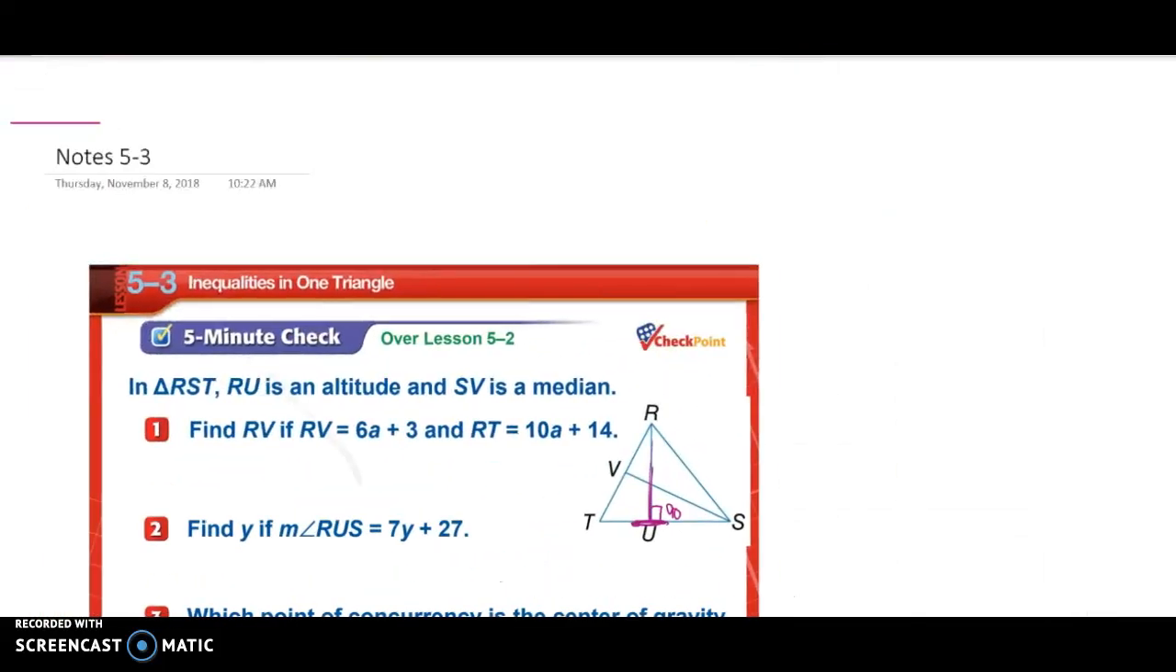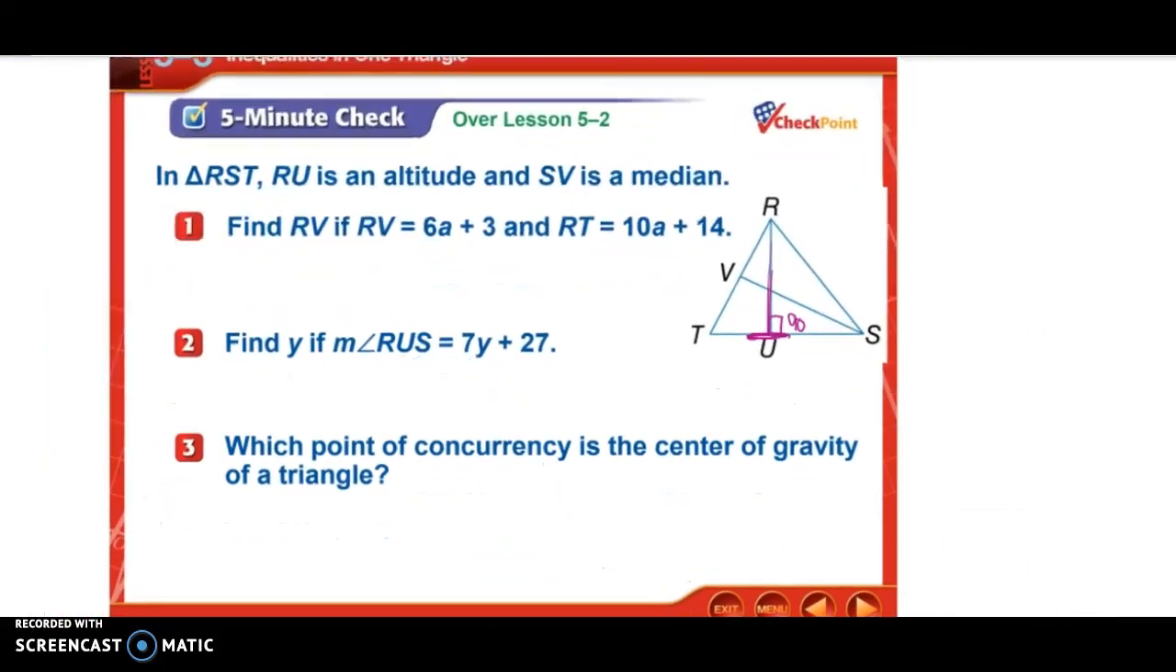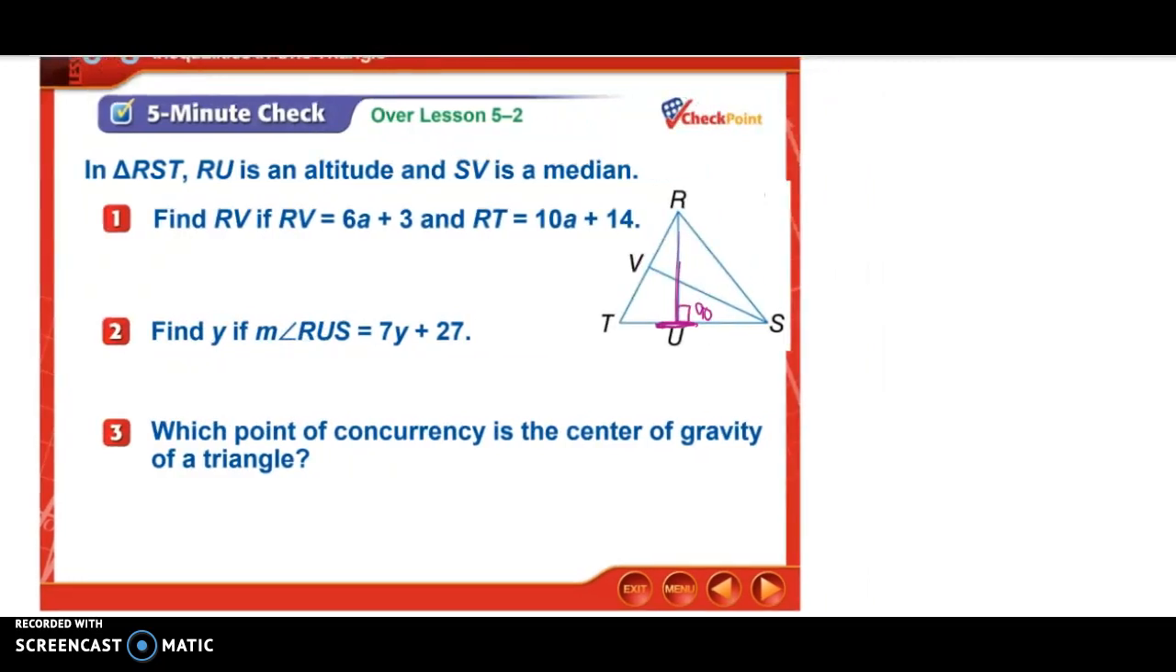Okay, this is lesson 5.3. It starts with the review questions on it. So the questions go like this. We're told that RU is an altitude and SV is a median. So immediately go to your drawing and put tick marks.